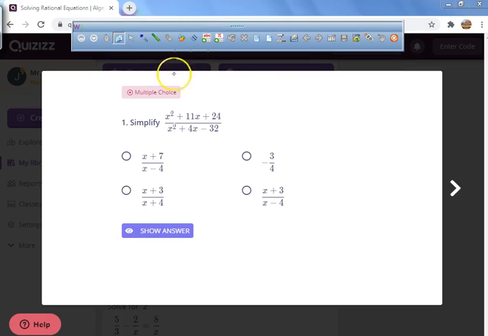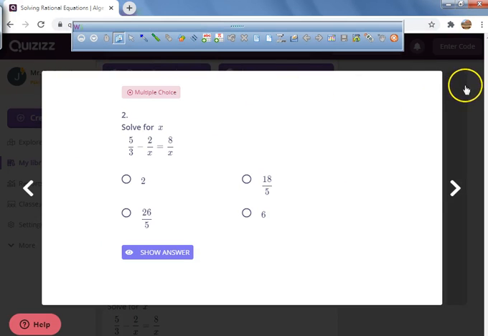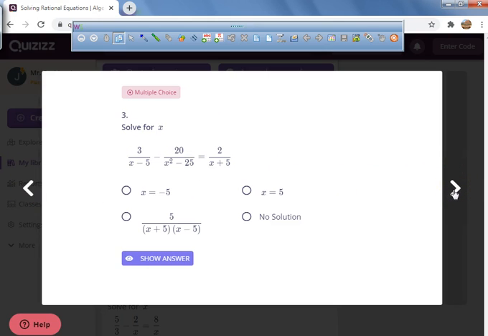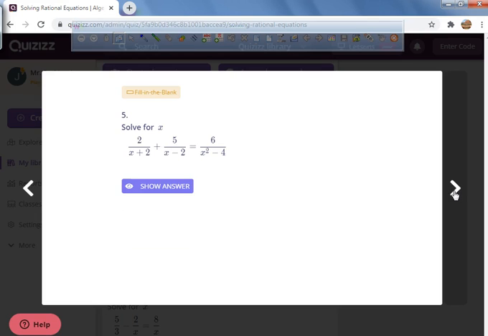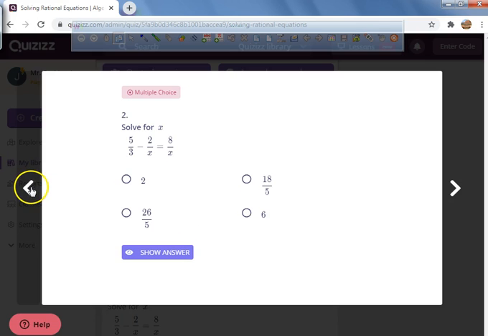Alright, so what we're going to be going over right now specifically is rational equations and how to simplify and how to solve for anything with rational equations. We're going to go over a few problems to make sure you guys know what to do. Okay, so let's go ahead and start with an easy one right here.